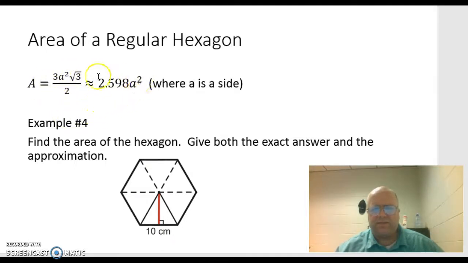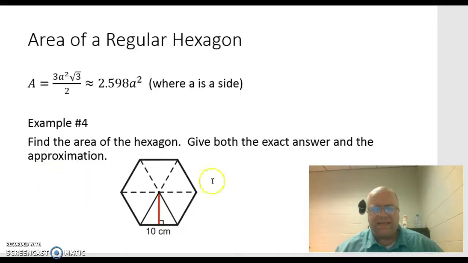This is a formula that we use in real world applications, like if we were actually doing woodwork or some type of metal work. We would probably use this approximation because it's going to be just as accurate as the exact answer up until about the 1,000th or 10,000th digit. So let's find the area of the hexagon, and let's do both an exact answer and an approximation.